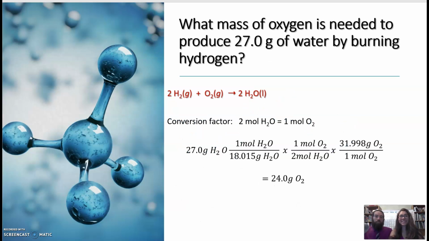All right, so let's get an example. It's the same reaction. We've got this written out, and I always like to check, if you see coefficients, it's probably balanced, but just double check. It's cheap insurance to make sure you have a balanced equation because it's so important. So we have to go to the mass of oxygen by burning hydrogen. What mass of oxygen is needed to produce 27?